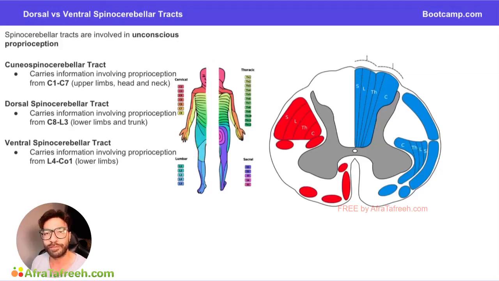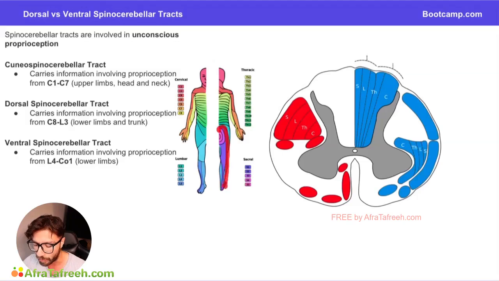Finally, we have our ventral spinocerebellar tract, and this is carrying unconscious proprioceptive information from L4 to Co1. This is going to be specifically on the anterior lower limb as well as the posterior lower limb. So you can see these different tracts are carrying information from different dermatome levels found throughout the body.